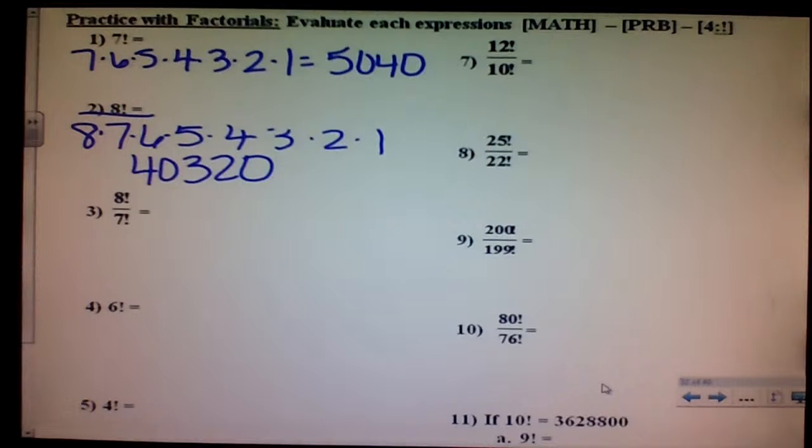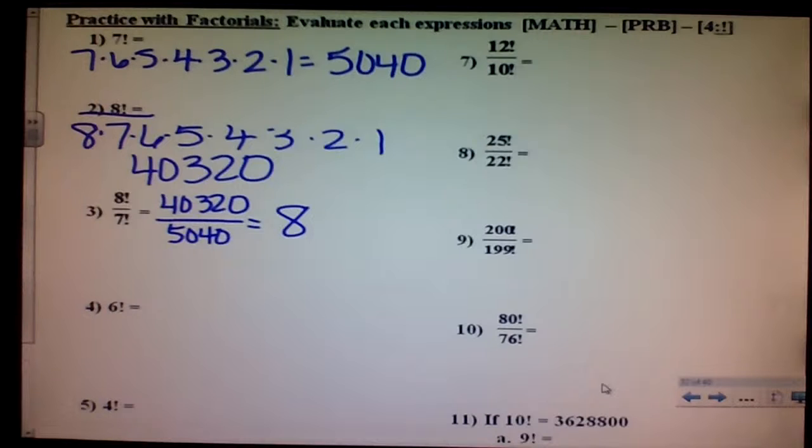You do the same thing with the 8. Now that I know 8 factorial and 7 factorial, I could just divide those two. 8 factorial is 40,320. 7 factorial is 5,040. That means my final answer is 8. I know how to do it on the calculator now.